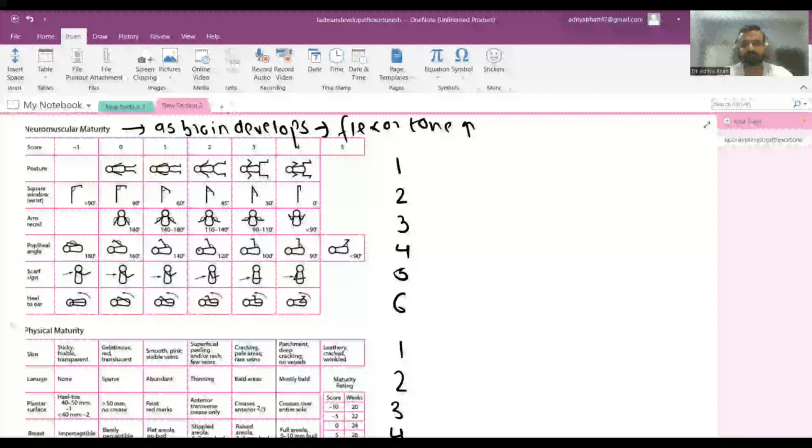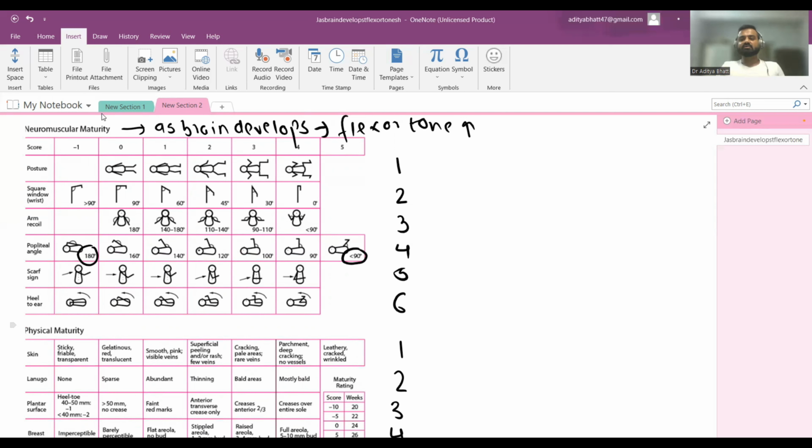Then the fourth one is the popliteal angle. As the child is premature, the muscle tone is decreased, so you can hyperextend the leg from the knee. From the popliteal angle, you can hyperextend the knee. So the highest angle is in the lowest maturity, while it is 90 degrees in the full term child.